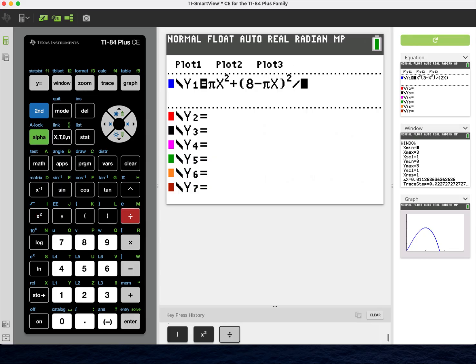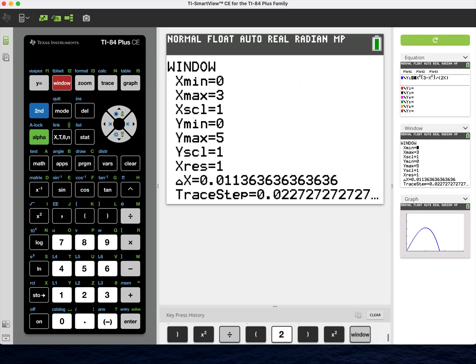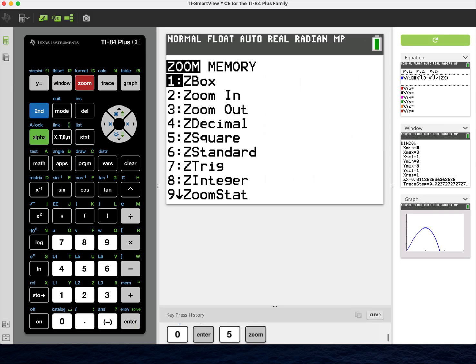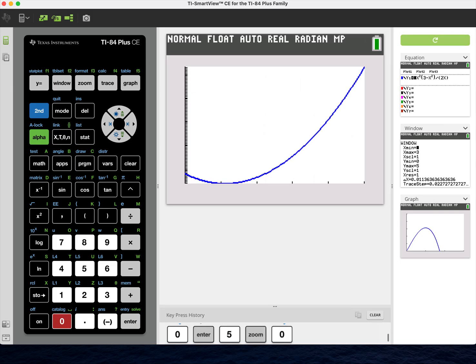Then I'm going to do divide by, and I don't really need the parentheses here, but divide by 2, and then I'm going to square that as well. Because remember, if we have a fraction that's being squared, the top gets squared and the bottom gets squared. There we go. My window, again, I don't really feel like this is going to be huge. I think 0 to 5 is going to be plenty, and I'll hit my zoom 0.